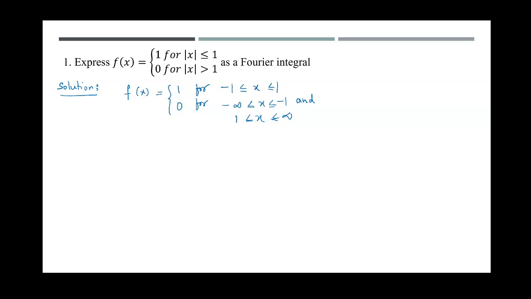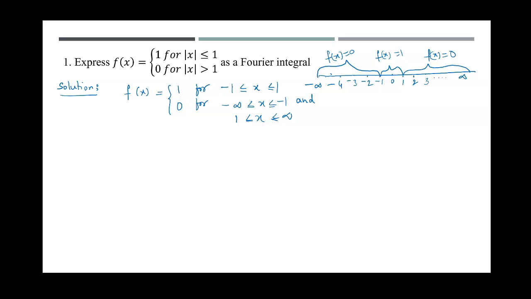That means if you draw a number line, here 0, 1, 2, 3, and so on up to infinity, and minus 1, minus 2, minus 3, minus 4, and so on up to minus infinity. Then in this interval, the value of f of x equal to 1. But in this interval and in this interval, f of x is 0.